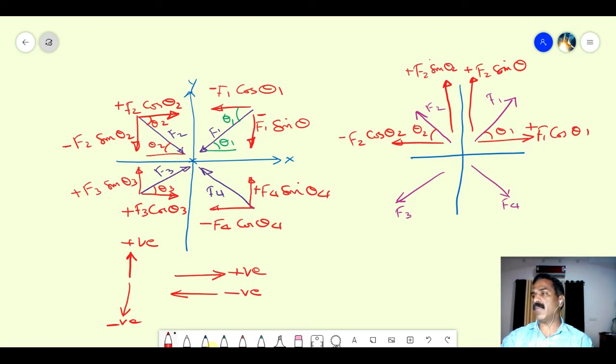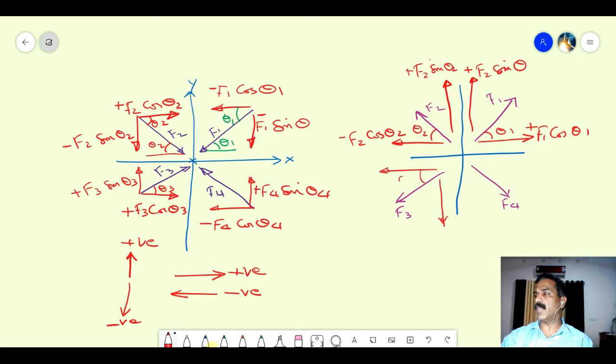Minus is for the horizontal component, the minus sign is because the component is in the leftward direction, towards left, and this is positive because it is in the upward direction. Similarly, we can draw the components of other forces also. That is, F3 will have a horizontal component in this direction and a vertical component in this direction.